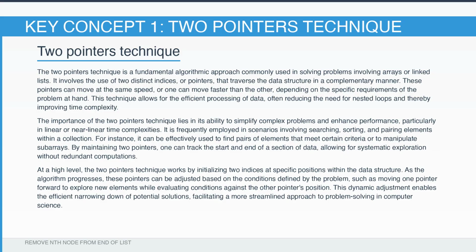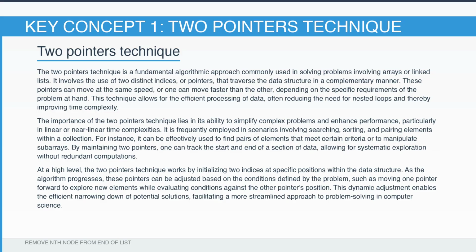In programming, this technique involves using two pointers that may move at the same pace or at different speeds, depending on the problem's needs. By doing so, we can often avoid nested loops, which helps us improve the time complexity of our algorithms. The beauty of the two pointers technique lies in its ability to simplify complex problems. For example, by adjusting the pointers based on specific conditions, we can quickly narrow down potential solutions, like finding pairs of elements that meet certain criteria without redundant checks.